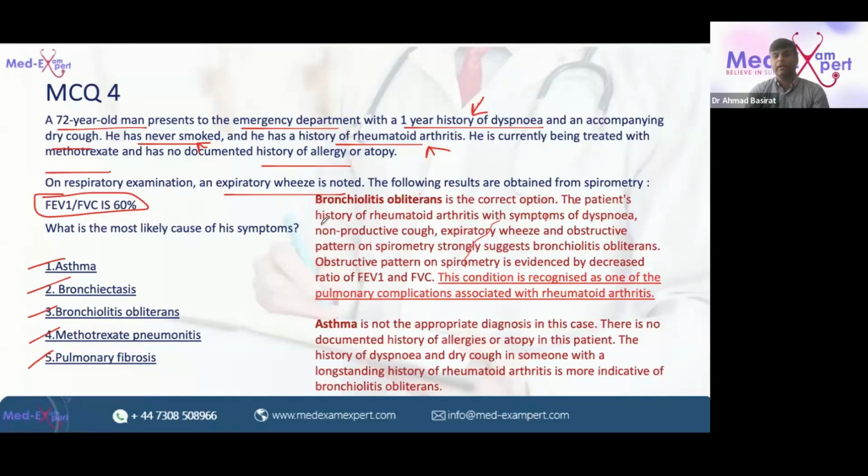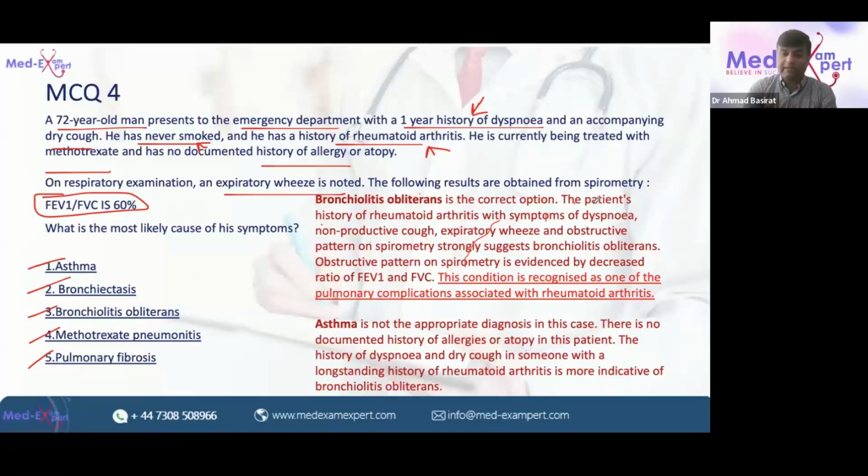Okay, let's talk about the answer. The answer is bronchiolitis obliterans. These kinds of MCQs are very easy to answer, and I'll tell you why: you need to pick up the key things in these MCQs. One of the key things here is rheumatoid. Another is never smoker. And the last key thing is a one-year history of dyspnea. So if you have these clues in the MCQ, especially rheumatoid arthritis, the option is bronchiolitis obliterans.